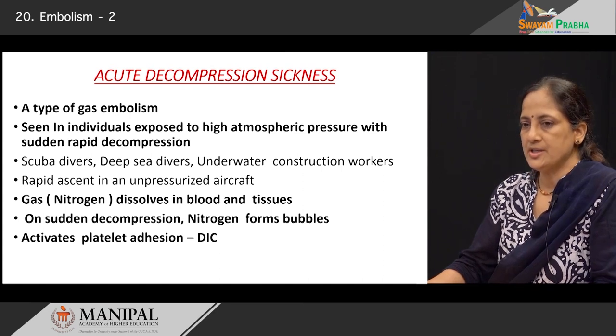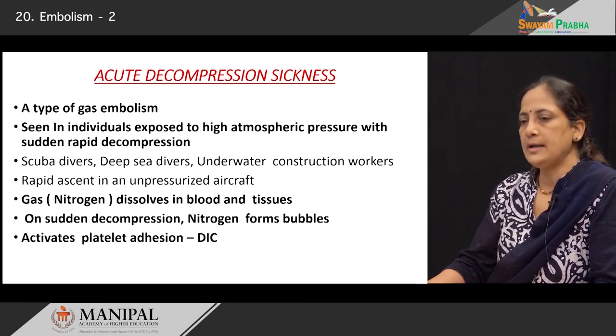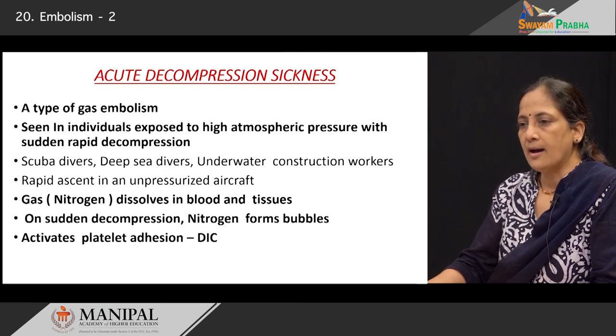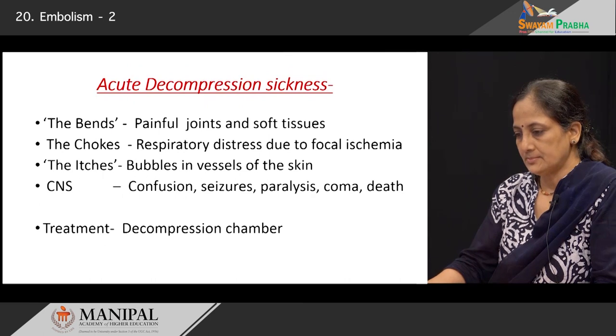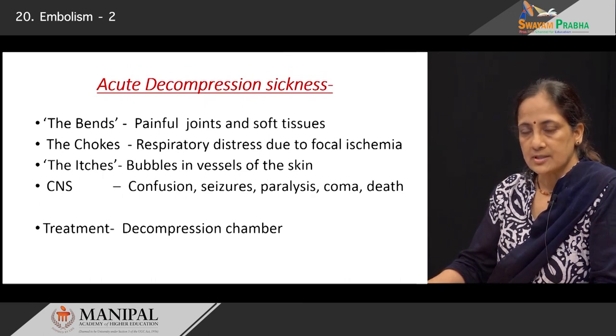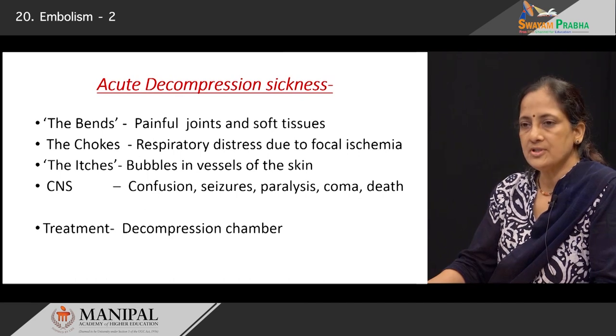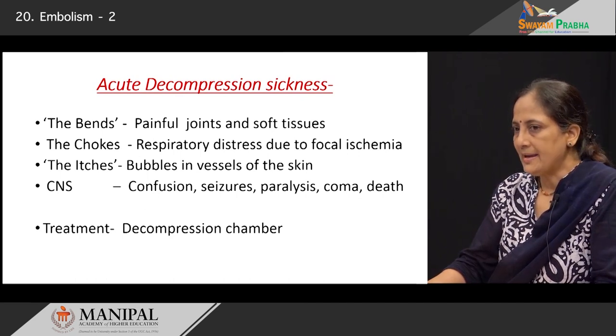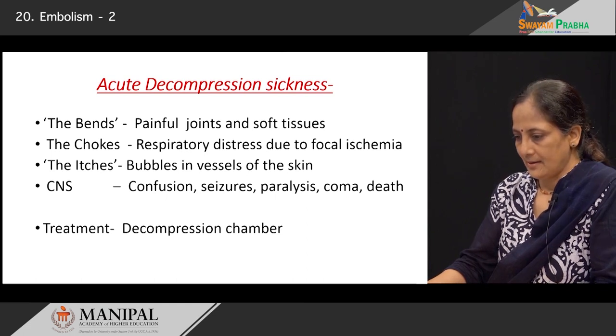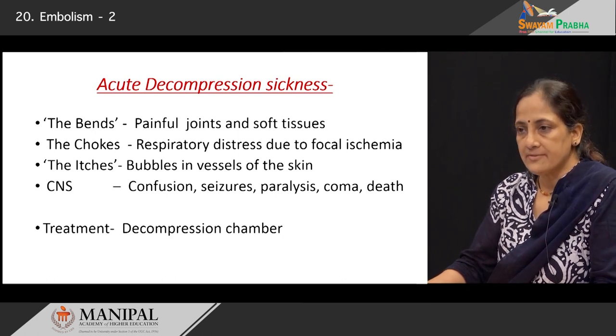A similar change can also be seen in persons who go from normal atmospheric pressure to lower atmospheric pressure in rapid ascent in unpressurized aircrafts. When the nitrogen comes out of solution in the joints and soft tissue, it becomes very painful and movement is restricted. This is referred to as the bends. The patients bend in a peculiar position, which is similar to a fashion seen in the Grecian times. Chokes is when the bubbles are occluding the respiratory vessels, and therefore respiratory distress develops because of local ischemia. Bubbles in the skin cause pruritus and therefore is referred to as the itches.